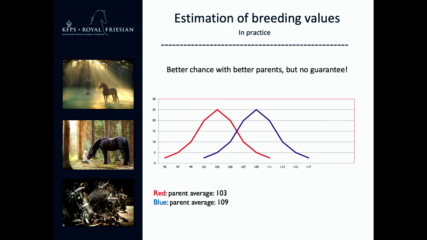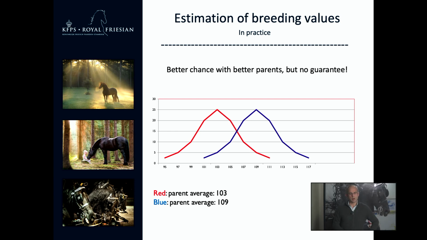And in the previous sheets, you saw a graph of one combination of a mare and a stallion. And in this graph, you see two combinations of parents. The blue one has a parent average of 109, and the red one has a parent average of 103. So you would expect the better offspring from the parent average of 109, of course.